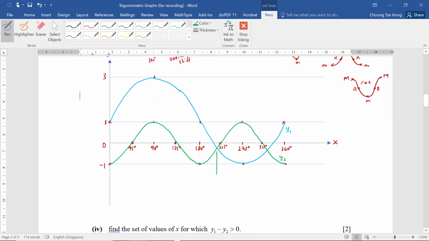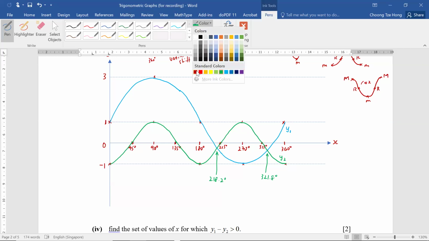So actually this one is the 218.2. Remember just now you equated the two graphs together and you needed to solve, right? Then this one you see is just slightly further in front of 315. Your answer is 321.8. So your answer from the previous part actually agrees with the graph that you drew, right? Let's take a look at this next part of the question. Wait, let me change back the colors to this red.